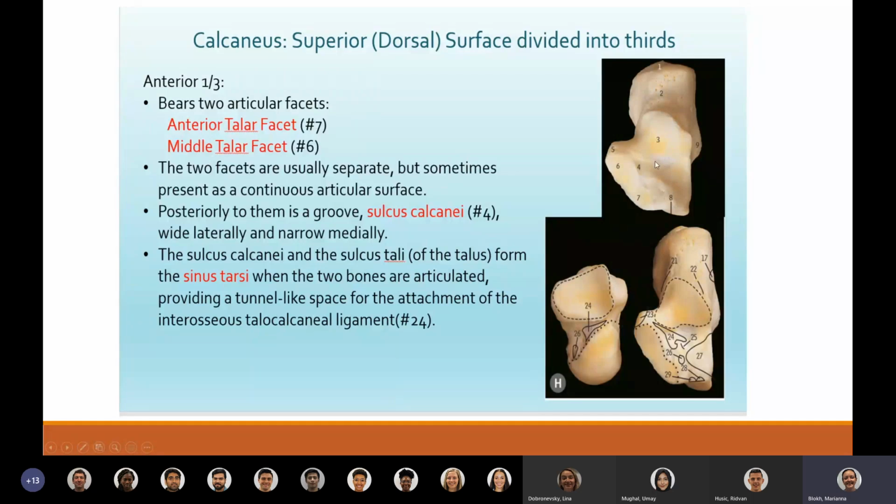So when the talus and the calcaneus are together, the two sulci come together and create a tunnel, and this tunnel is called the sinus tarsi. This is your sulcus tali, this is your sulcus calcanei, and they come together to form the sinus tarsi, and it has all these goodies: the interosseous talocalcaneal ligament and some blood vessels that run in it.